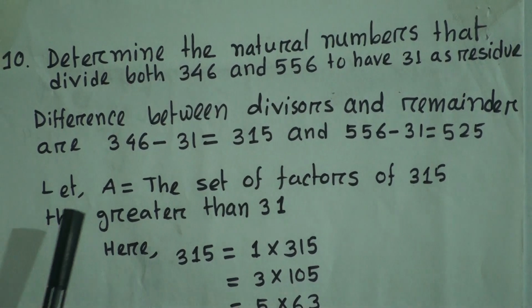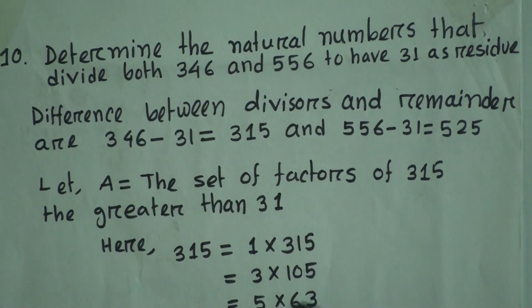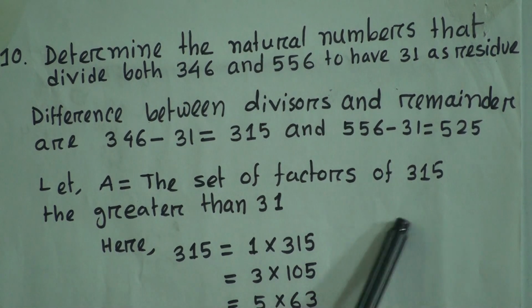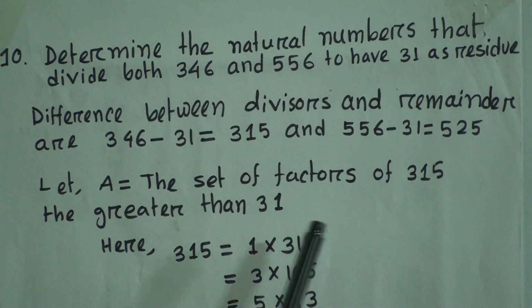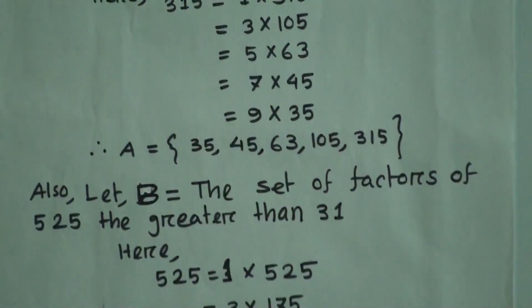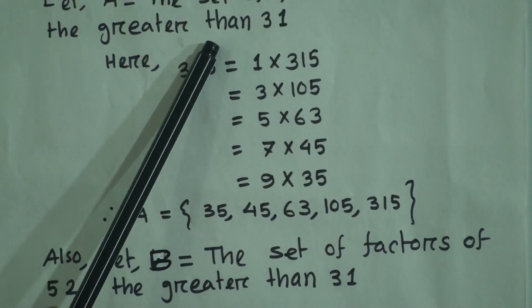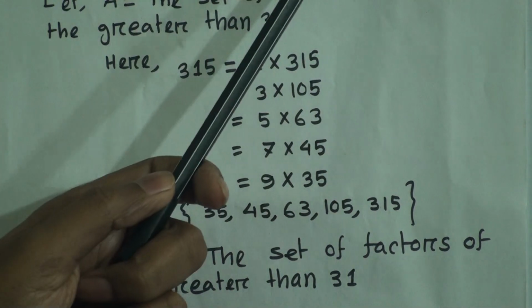Let A equal to the set of factors of 315 greater than 31. Student, notice the factors of 315 are 1, 3, 5, 7, 9. But we have to consider which is greater than 31, because the condition is given.